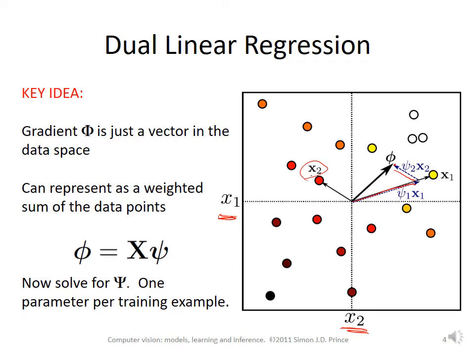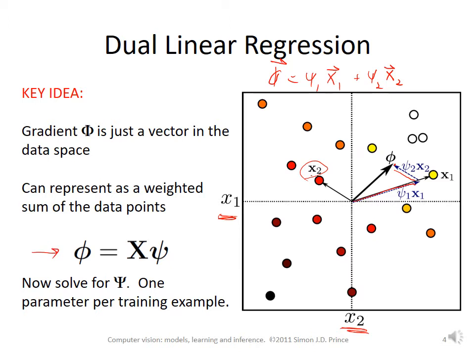And so we can say that our model phi vector equals psi1 times vector x1, representing data point x1, plus psi2 times our data point x2. And so in vector form, it looks like this.